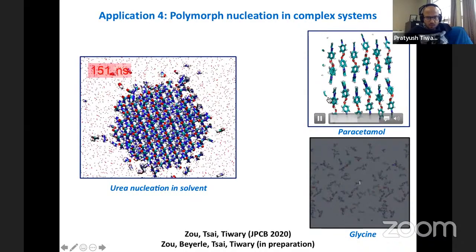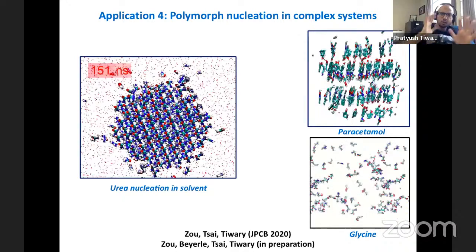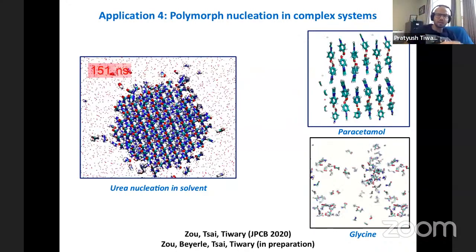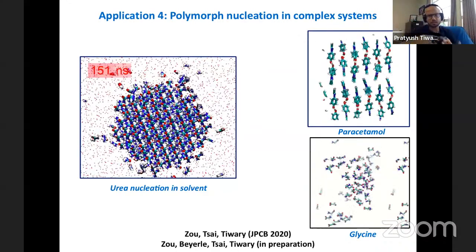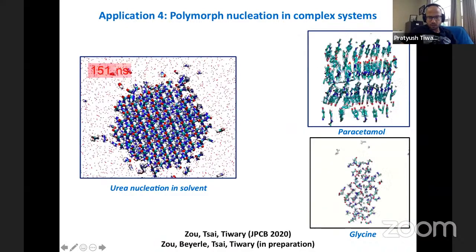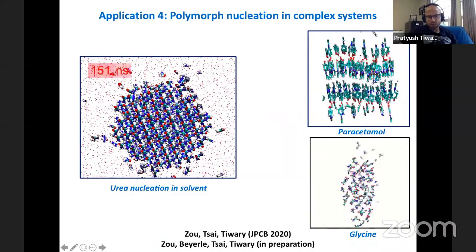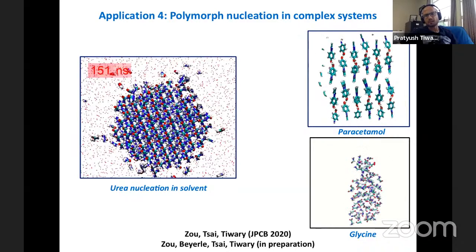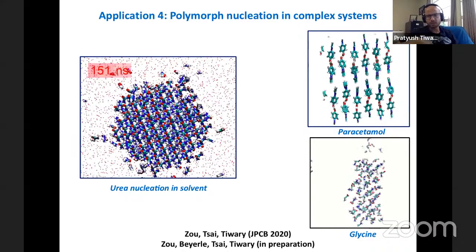This is unpublished work, but I'm showing it here. Paracetamol in vacuum, where you can see, again, you're learning reaction coordinate, improving it through metadynamics, learning another reaction coordinate, and this is glycine in water, the simplest amino acid. Here also we can form different polymorphs and go back and forth movement.